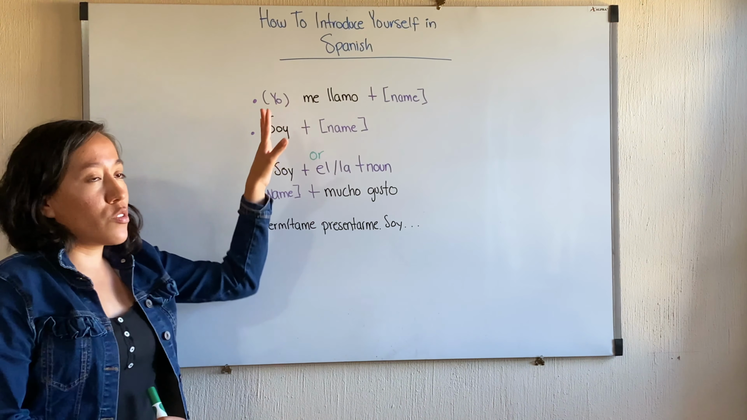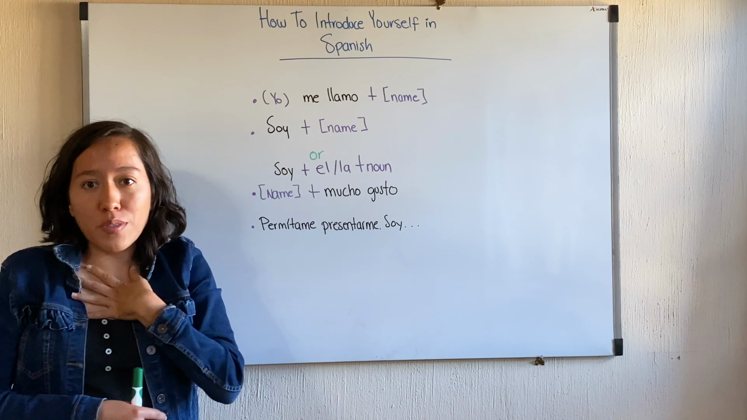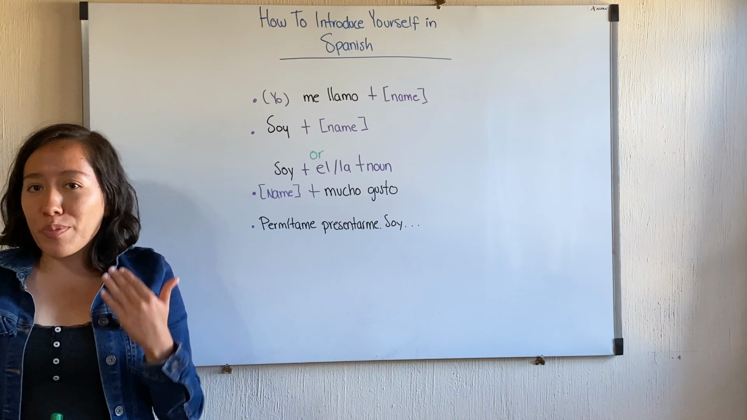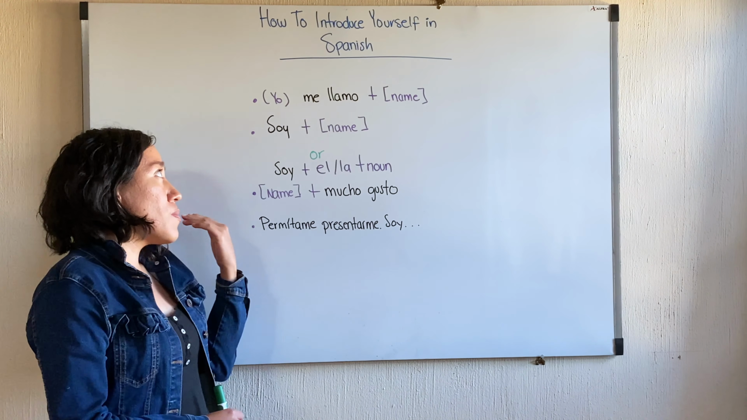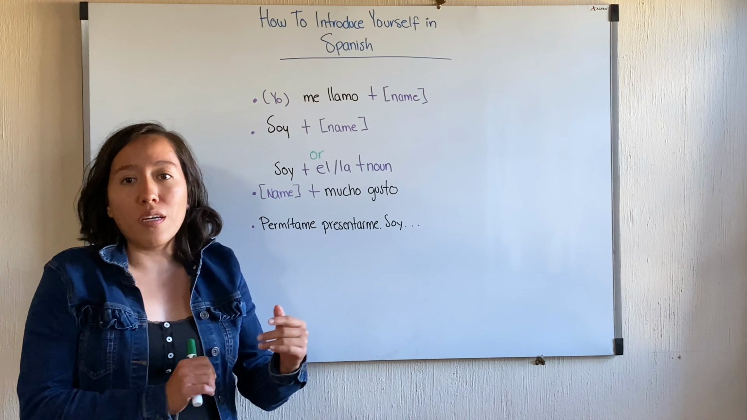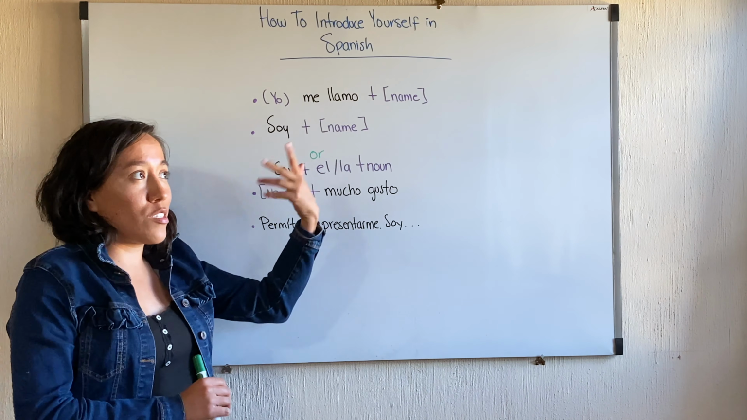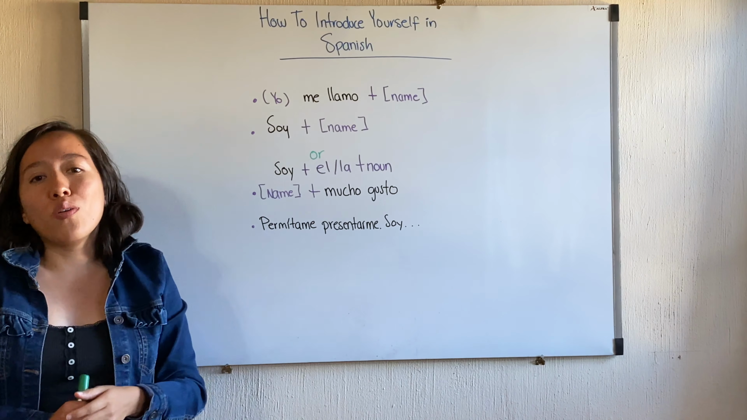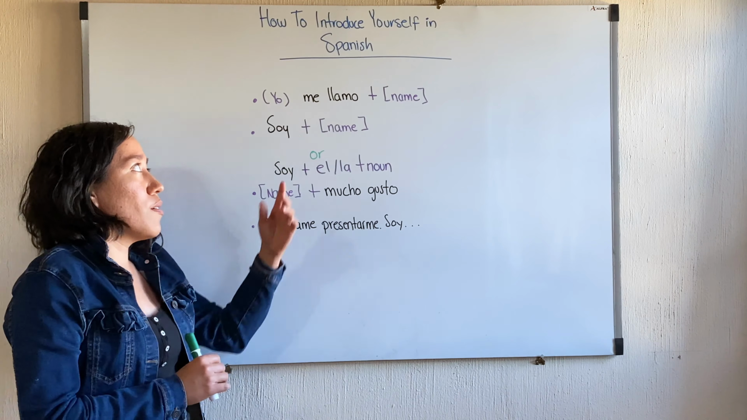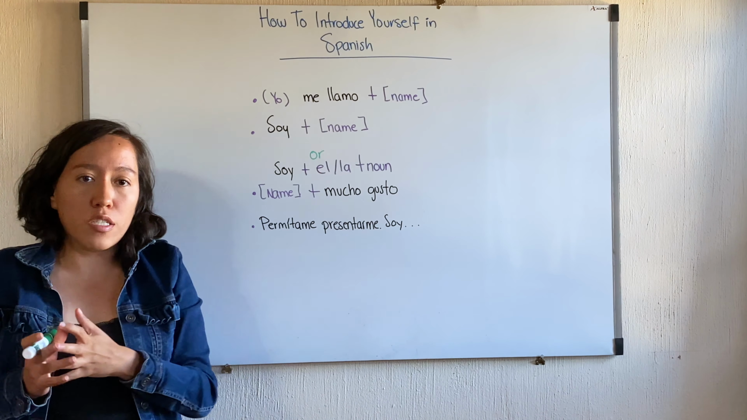The first one that you are going to learn is me llamo plus your name. For example, me llamo Daniela. My name is Daniela. I think this is a perfect moment for me to tell you that many sentences in Spanish are not going to be translated word by word in English. For example, if you try to translate this into English, it will say, I'm called Daniela. It doesn't make any sense. So just keep that in mind, and just be aware that not all phrases are going to have the exact same translation.